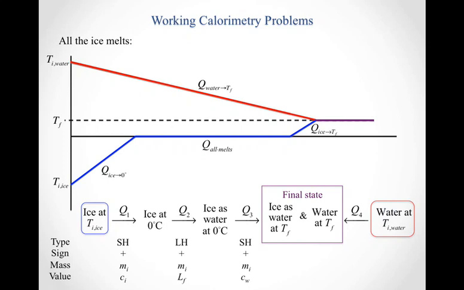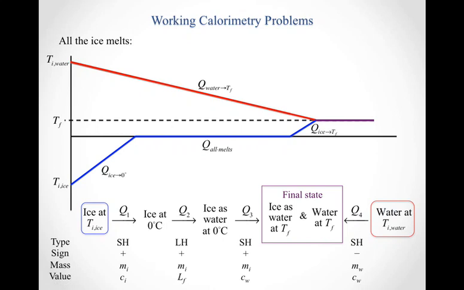Q4, of course, that's the water. It's changing its temperature from the initial temperature to the final temperature, so it's also a specific heat process. The water, however, is giving up its energy, so we need a negative sign. We're going to include all the mass of the water within this process, and again, because it's changing its temperature as water, we also need the specific heat value for water in Q4.